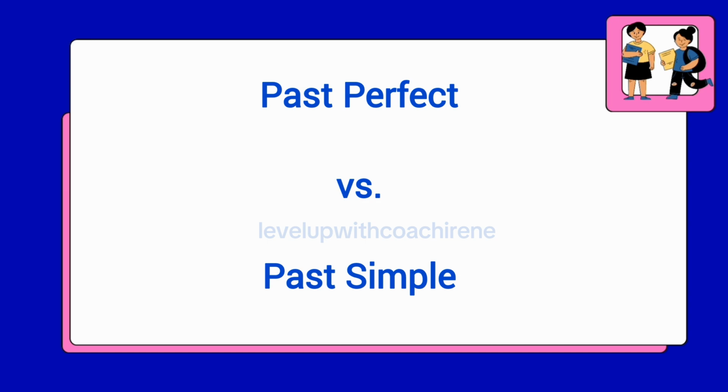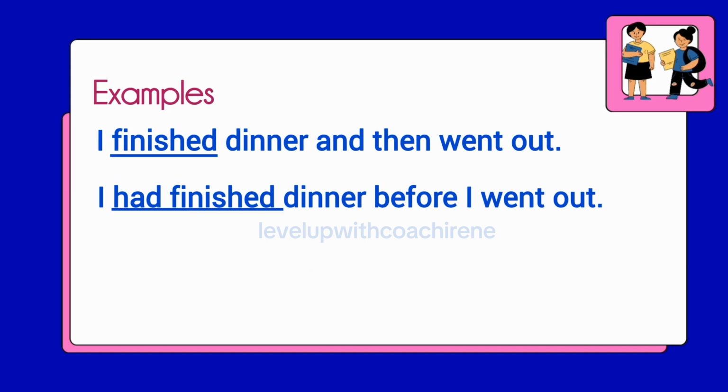The past simple and past perfect tenses both describe actions in the past, but they are used differently, especially when describing the sequence of events. Let us look at some examples. I finished dinner and then went out. I had finished dinner before I went out.